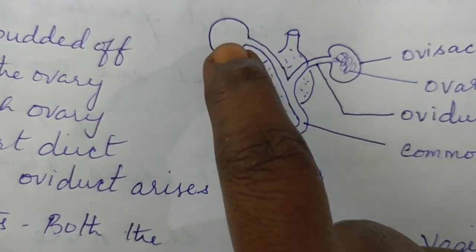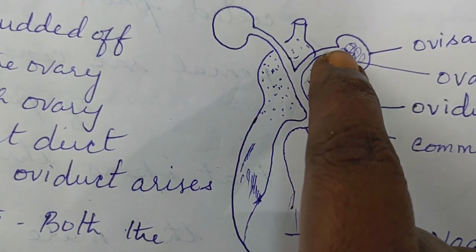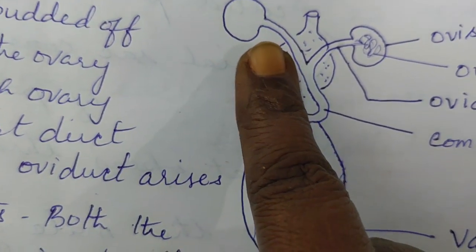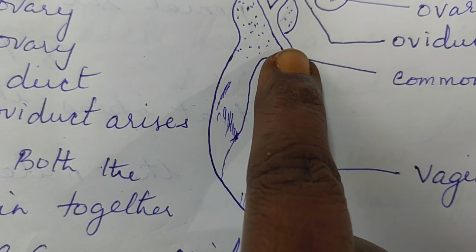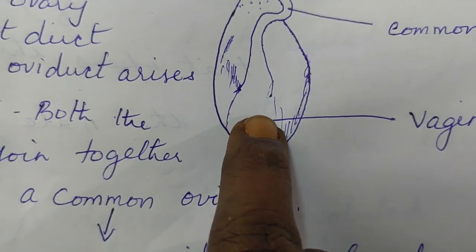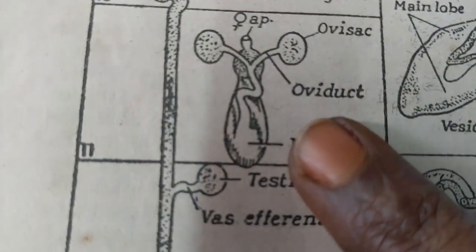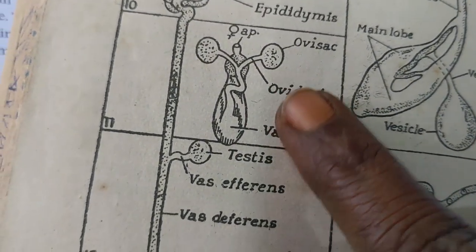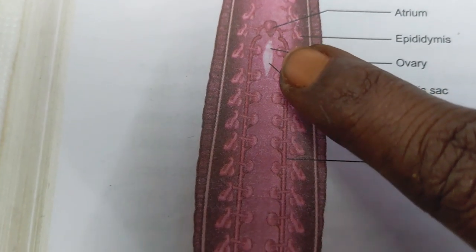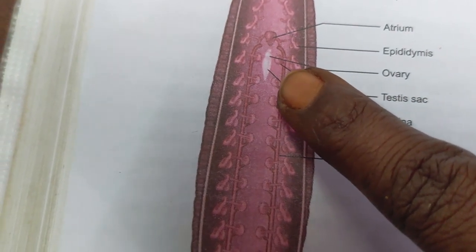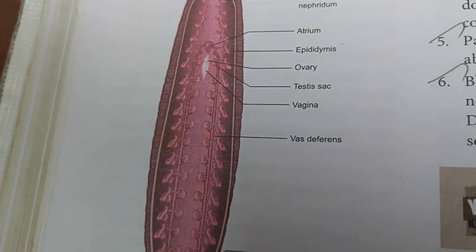Now this oviduct and one more oviduct is present here, isn't it? So both the oviducts form a common oviduct and that ends up with the vagina. Vagina is a female genital opening. You can see the diagram here in the 11th segment. Okay, and this is in our book here, this portion. So this portion is only enlarged for you and I have drawn this for you. Able to get? So this is about the female reproductive system.